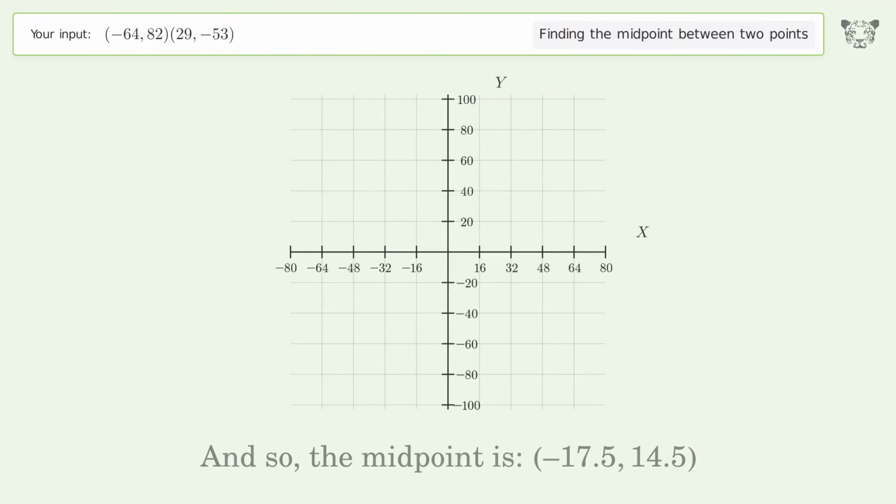And so, the midpoint is negative 17.5, 14.5.